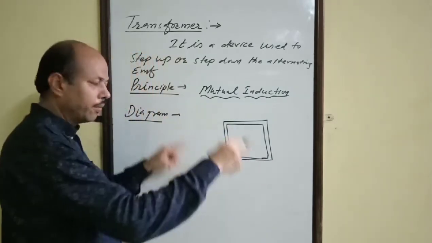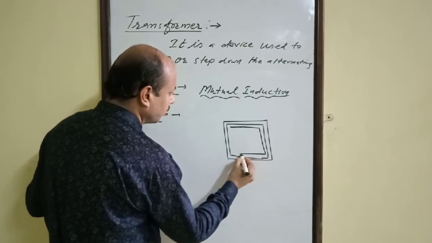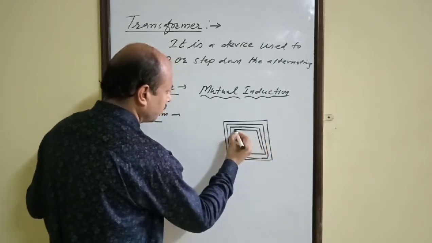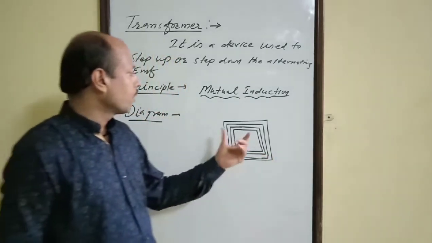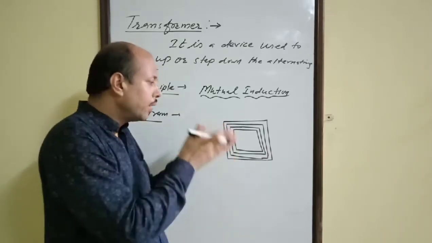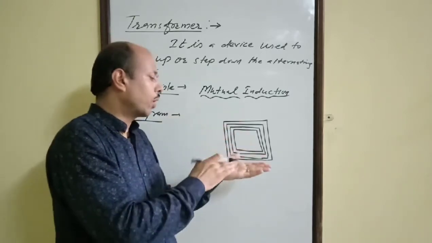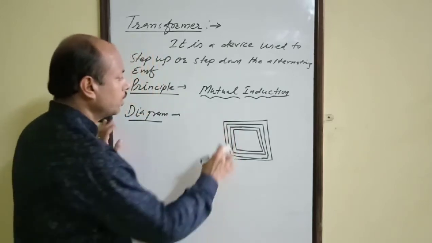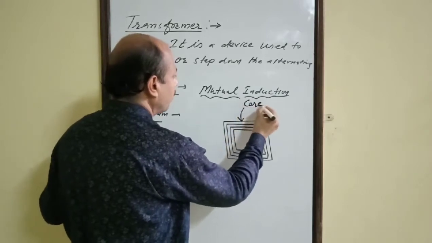All these plates have the same dimension, but to give a 3D look, we have drawn it like this. This is a laminated iron core. This iron core is not in the form of a single slab. It is in the form of different plates placed one over each other, forming a laminated iron core. So this is the transformer core.